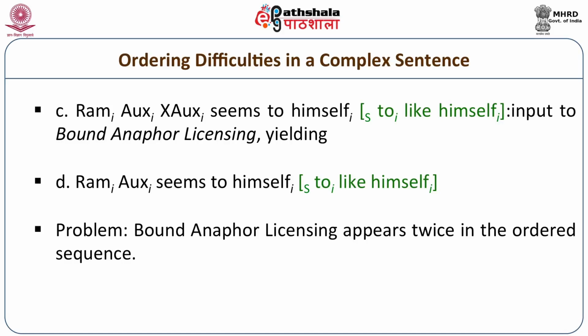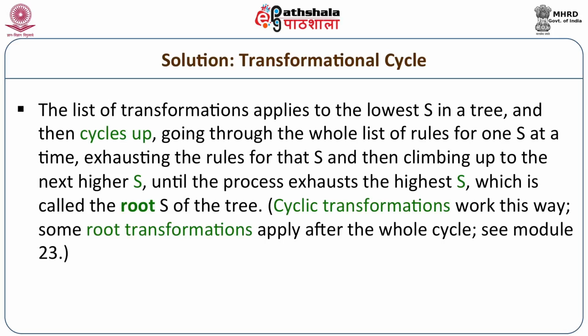We did bound anaphor licensing, then raising to subject, then bound anaphor licensing, breaking the rhythm. The solution to this puzzle is to say there is a fixed list. It doesn't change at all, but the list goes through the lowest sentence first, then you go to the next higher sentence and start from the beginning of the list and do the whole list again. Then you go to the next higher sentence and so on until you reach the top of the tree. In other words, you have a cycle.